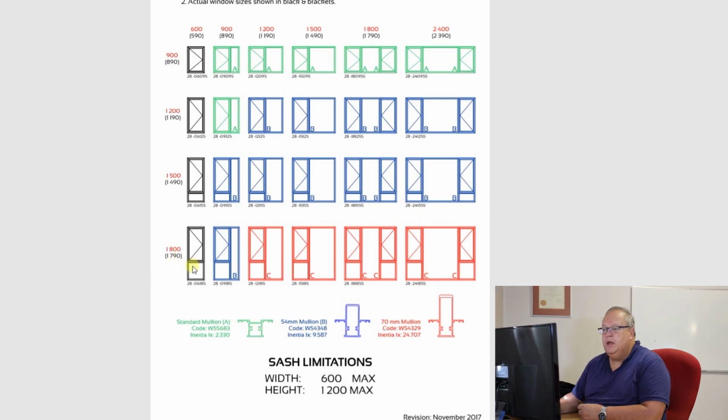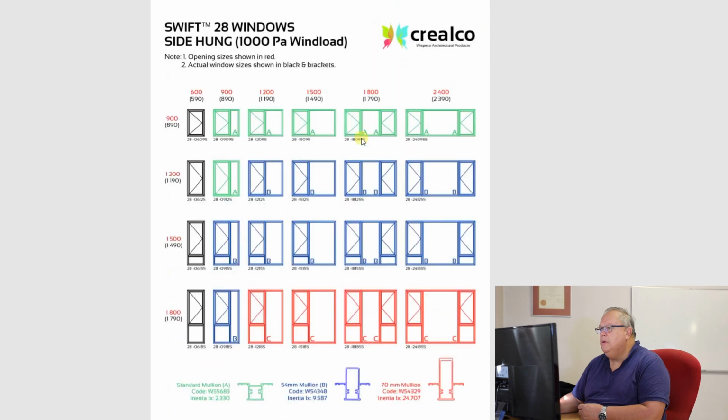These items in black don't use any mullions, so it's not applicable. Your green is your standard mullion, so those configurations. This is also based at a particular wind load. Okay, this is based at 1000 pascals. Your blue is where you need to use your 54mm mullion, and your red is where you need to use your 70mm mullion. Again, remember, Starfront does these calculations for you.